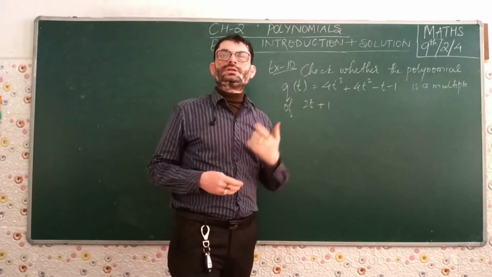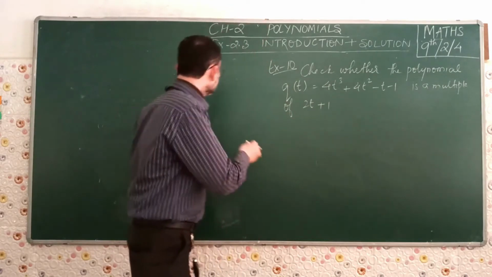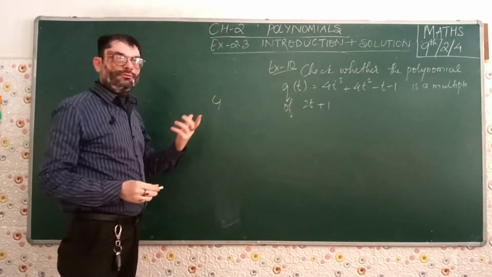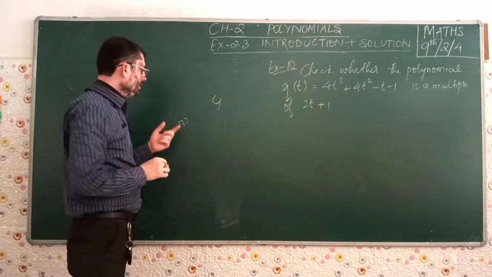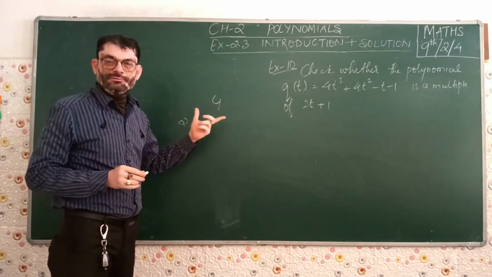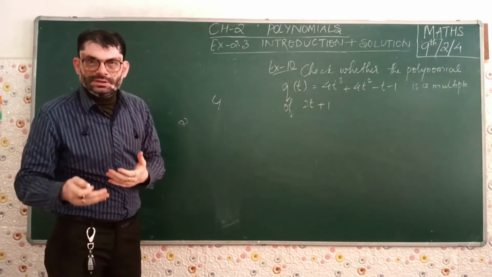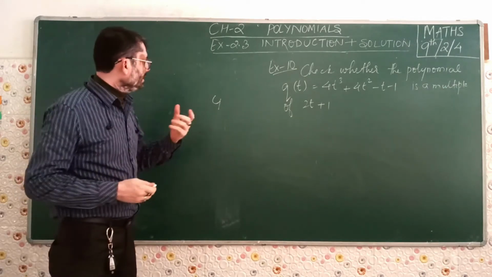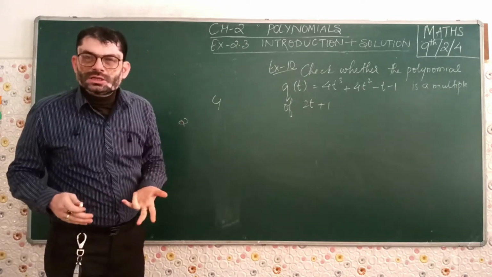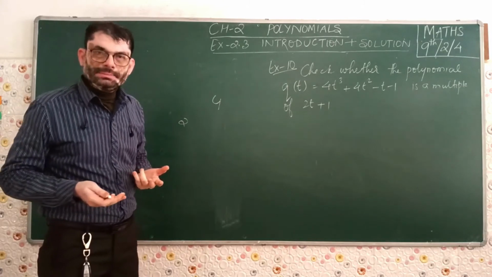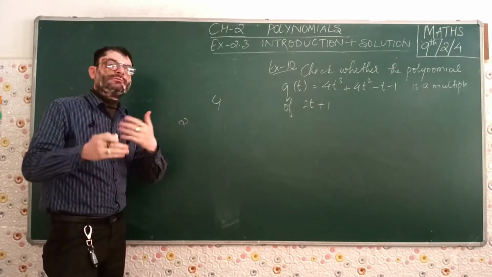In general mathematics, what do you mean by multiple? Suppose we are given a number 4. This 4 is a multiple of 2. Multiple of 2 means in the table of 2 we get 4. This is what in general we know. But how do we check it? If this number is divisible by this and the remainder is 0, we say it is a multiple.